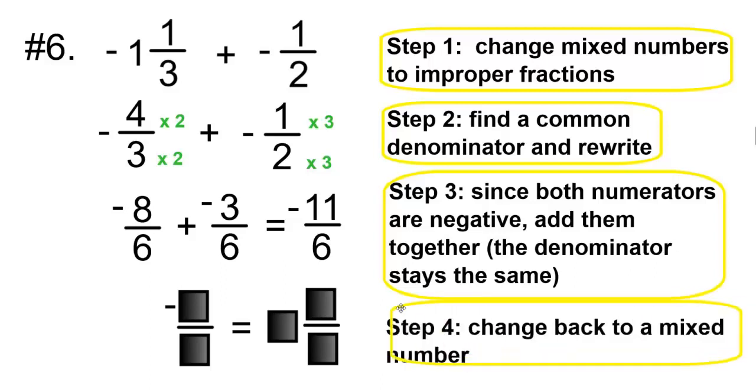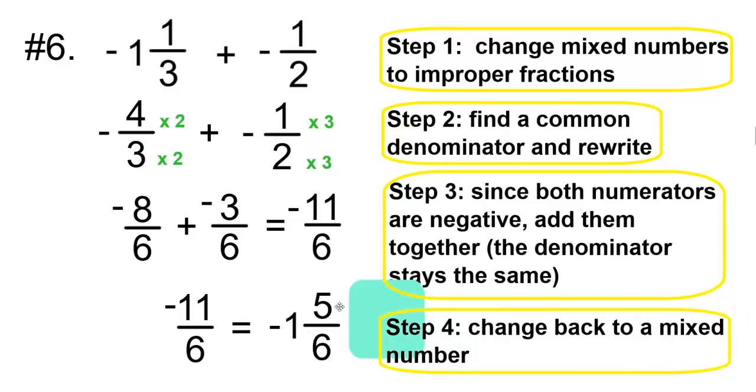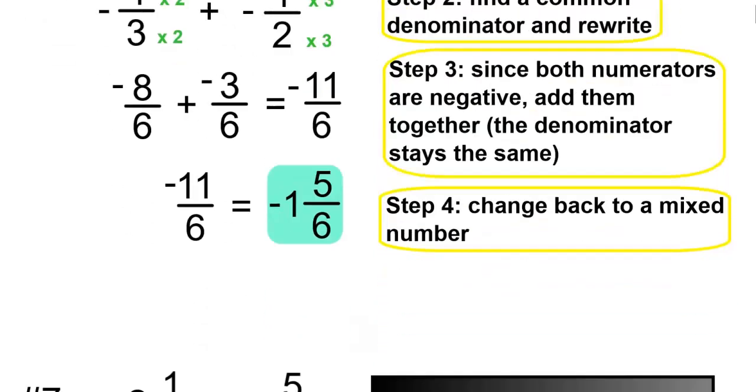And step number 4, change back to a mixed number. So take negative 11 over 6, and you can get 1/6 out of 11. Therefore, we get negative 1, and 11 minus 6 is 5. So that's negative 1 and 5 over 6. So negative 1 and 1 over 3 plus negative 1 over 2 is equal to negative 1 and 5 over 6.